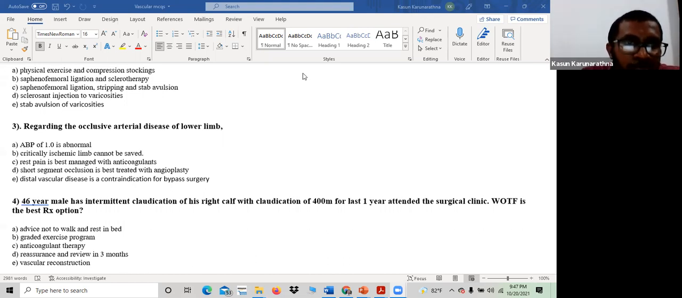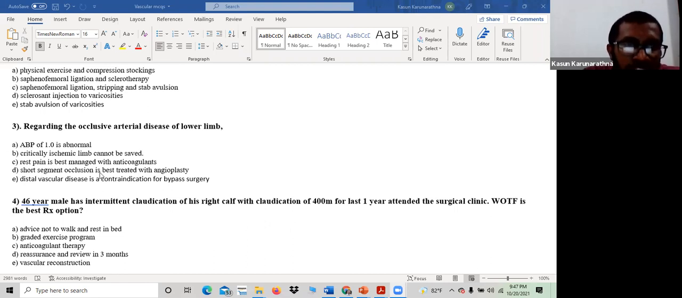Pain is best managed with anticoagulants. That is false. We usually don't give anticoagulants in chronic limb ischemia. We give antiplatelets in conservative management. And when you develop critical limb ischemia, rest pain or tissue loss, we should intervene. You can't go with medical therapy. And anticoagulants, anyway, we don't give. So C is false.